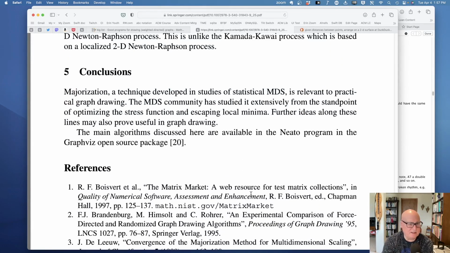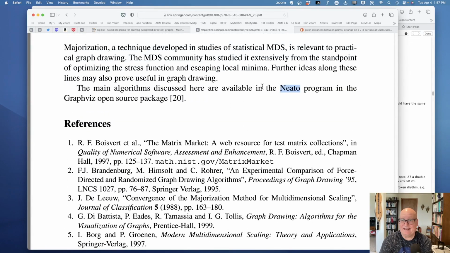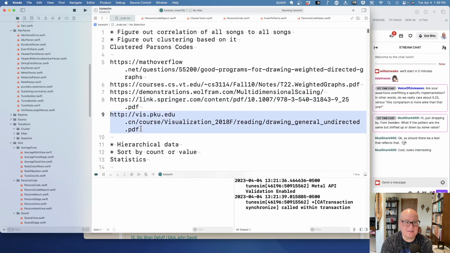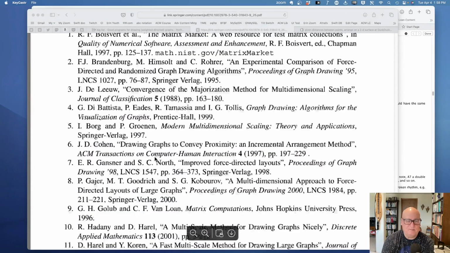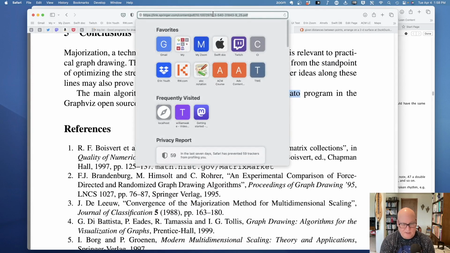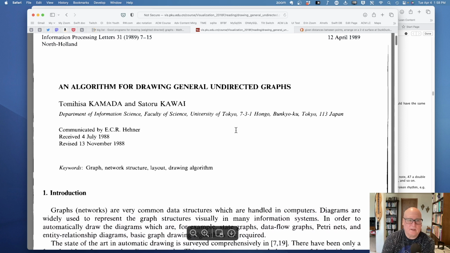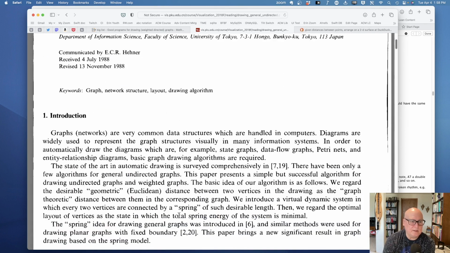Yeah, they mentioned neato and GraphViz. I don't know what to do other than keep going on the research here, and then I think we'll do something, and anything may be sufficient to see stuff pop out. I hope so. Okay, so this is the research they built on Kamada and Kawai.